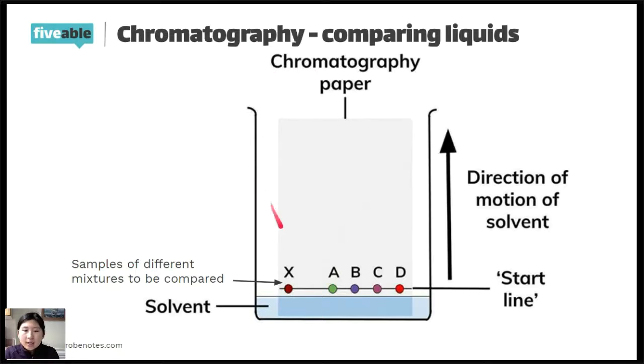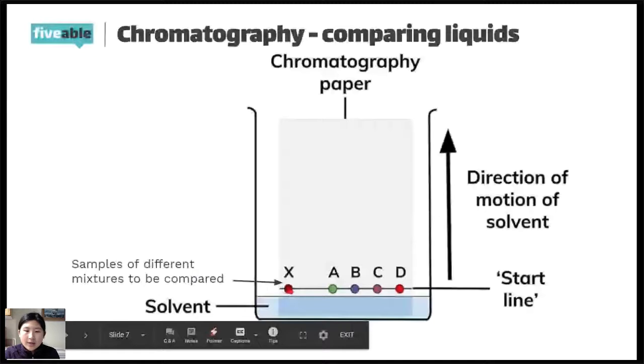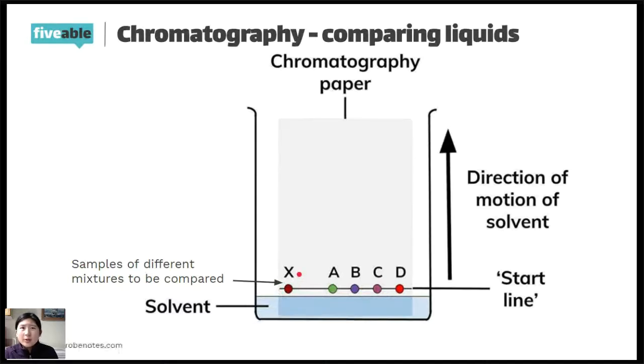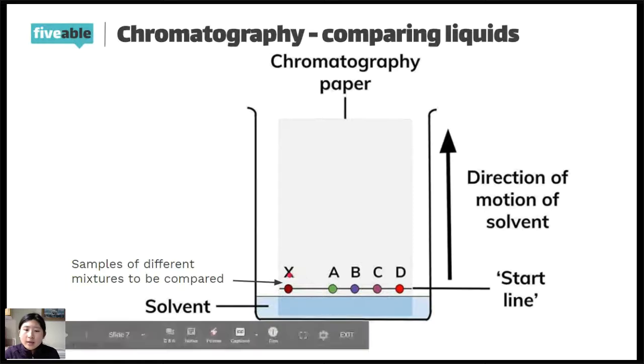So as you can see here, there's a start line, right? These different colored dots represent different mixtures. All right, so what we're trying to do here is compare the polarity, or the intermolecular forces, of these different mixtures. So basically we'll put it into a solvent, which you can see over here. It's sometimes water, it's sometimes another type of solution. It could be iodine.